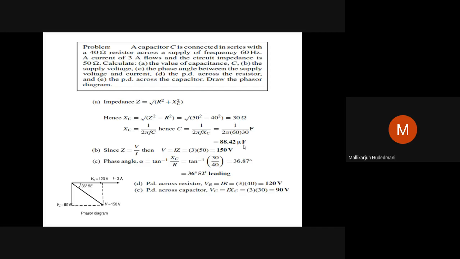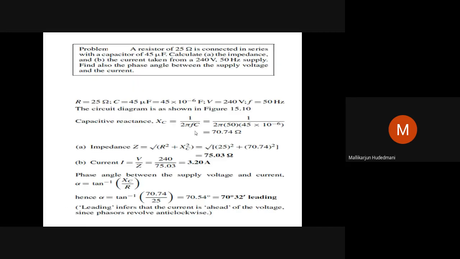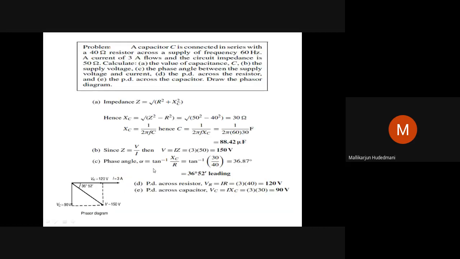The second question is find the supply voltage. V is required. My friends, go back. In this problem, we got current by V by Z, I equal to V by Z. Now I know Z. Is it not possible to get V? V equal to I into Z. The same thing is worked out here.